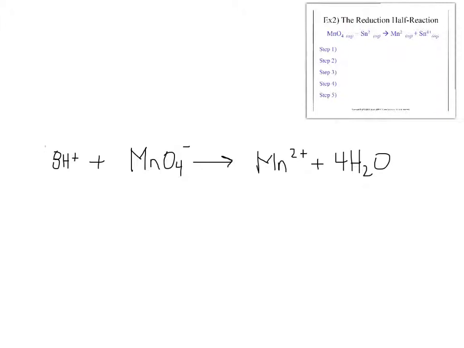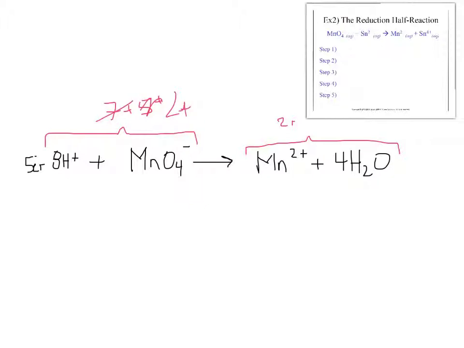Now we need to balance charges. On our reactant side, we have 8 plus and minus, which means we have an overall charge of 7 plus. And on our product side, we have 2 plus and neutral, which means an overall charge of 2 plus. So to get those two to equal each other, we'd have to add 5 electrons to the reactant side. And that will make our charge on this side a grand total of 2 plus, to equal up with our product side.